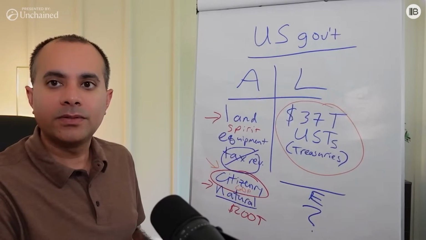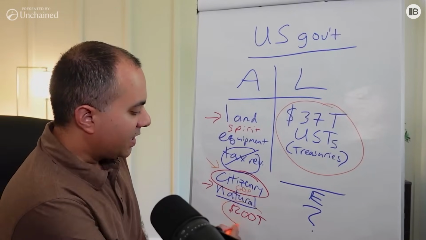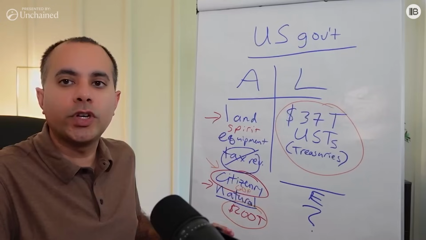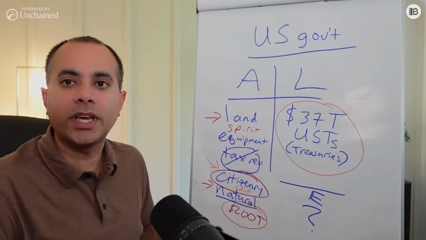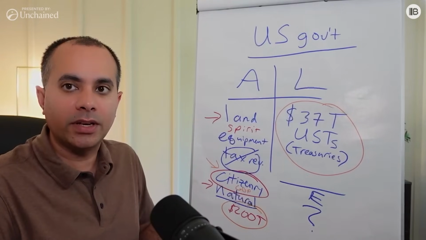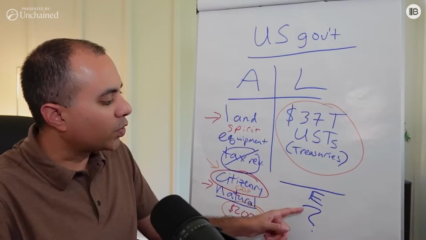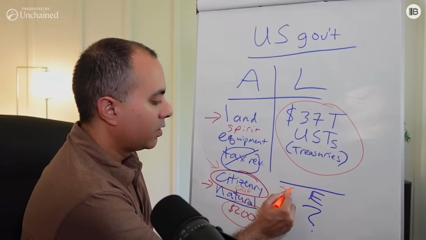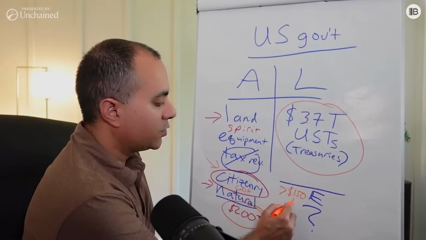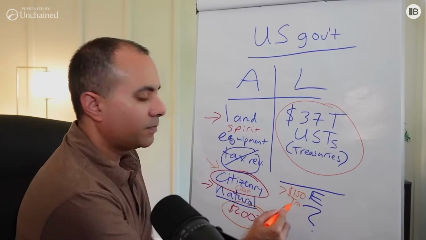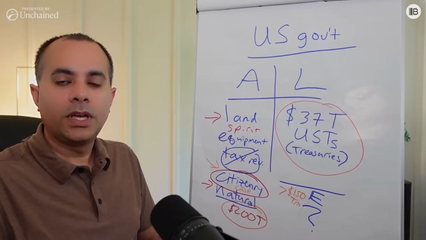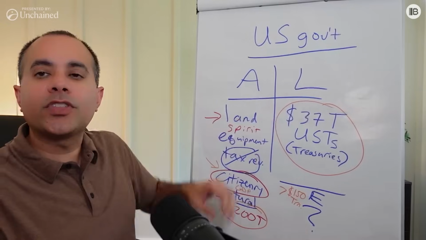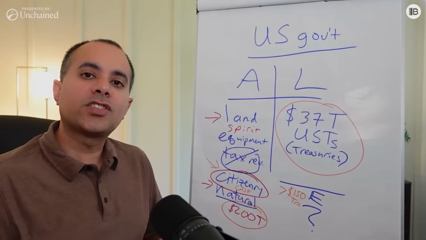What if the natural resources of the country were 200 trillion or 500 trillion? Then this equity portion of the government becomes over $150 trillion. Then the 37 trillion in debt doesn't look so big.